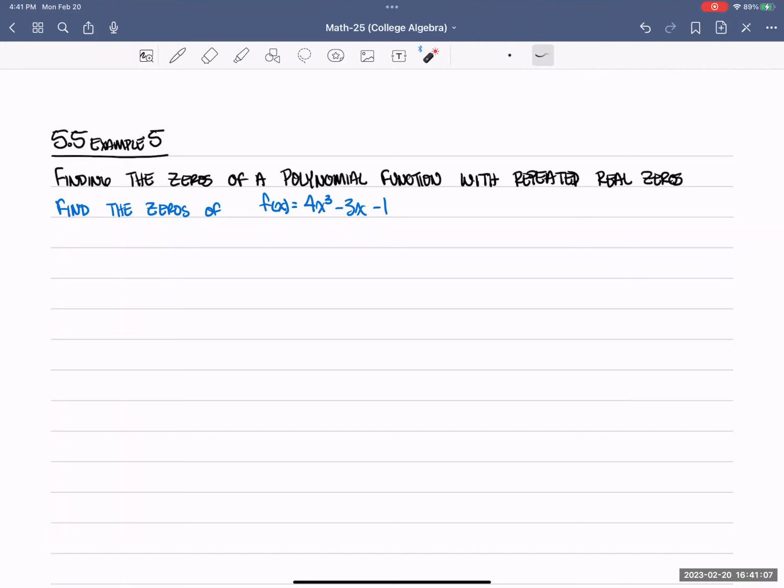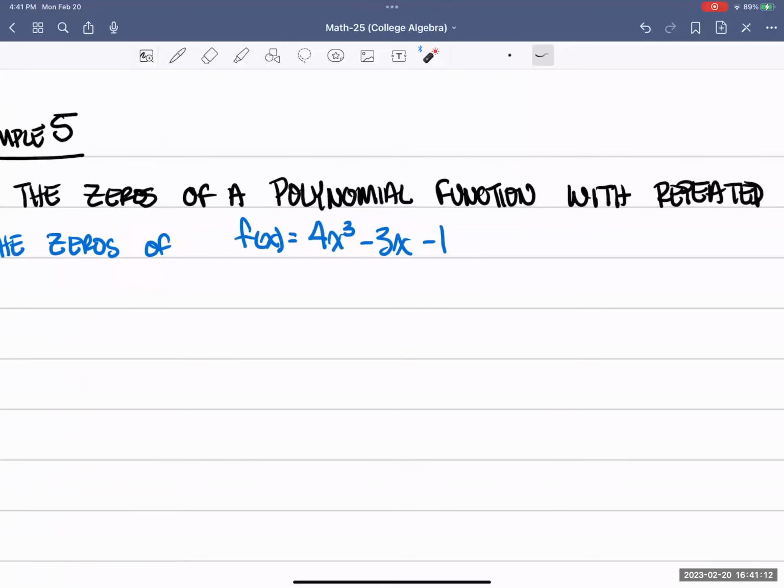First off, it doesn't look like we have a representative for each of the terms. We have x to the power 3, x to the power 1, but I don't see x squared. So let's get a function that we could actually plug in for synthetic division. It looks like we need a placeholder for x squared. So we have 4x cubed plus 0x squared minus 3x minus 1. All right, much better. Now we have a representative for each of them.